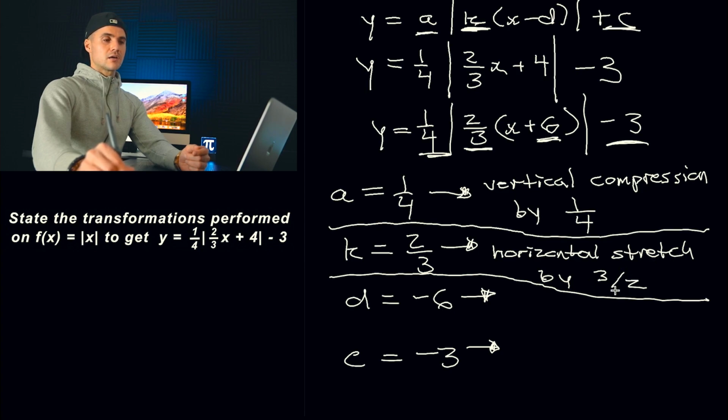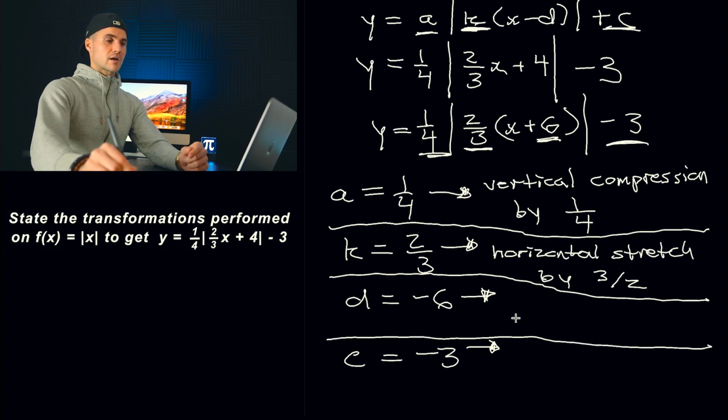If this here ended up being like 3 over 4, we would say a horizontal compression by 3 over 4, and that means the original k value would have been 4 over 3. So we would have flipped it, 3 over 4, that's between 0 and 1. That means it's a horizontal compression by 3 over 4. But 3 over 2 is greater than 1, horizontal stretch. So just be careful with these fractions.